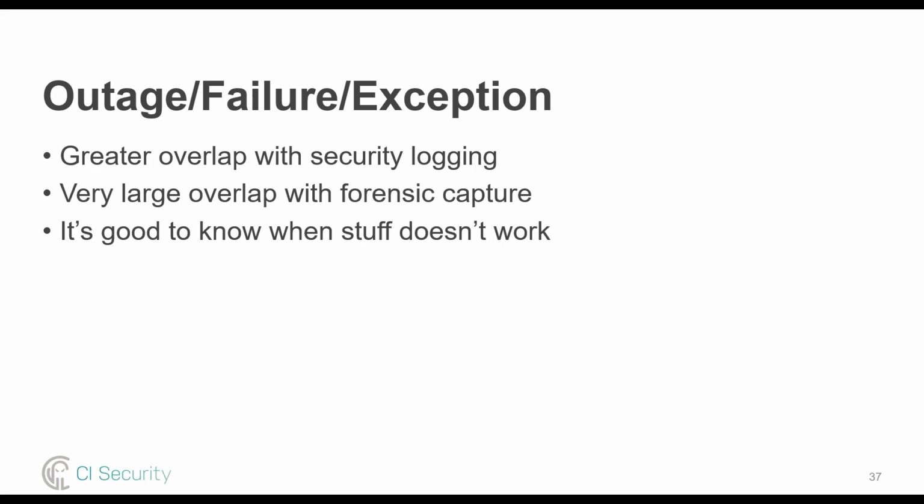There's a tremendous amount of overlap with forensic capture for failures and exceptions. Again, for ransomware, as things start to fail, you want as much detail about how and why after the fact, to be able to figure out what the attack vector was, how you might have prevented it, and, in the context of this discussion, what you should have been monitoring to tell you about it as early as possible.